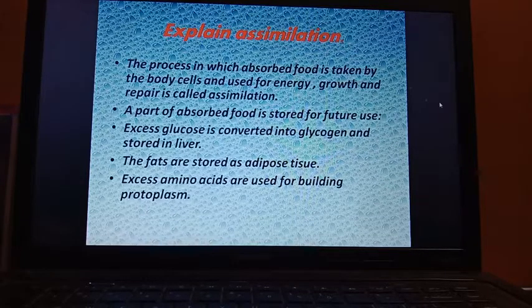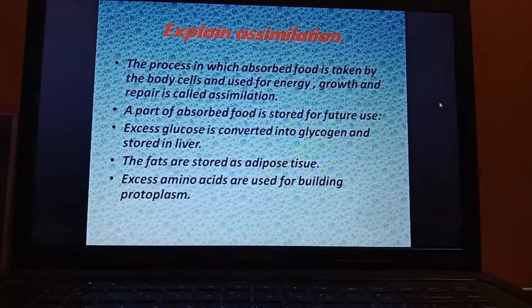Number 6, the finger-like projections in the inner walls of small intestine are called villi. Number 7, liver does not secrete any enzyme, yet it helps in digestion. Number 8, feeding on solid food is known as holozoic nutrition.